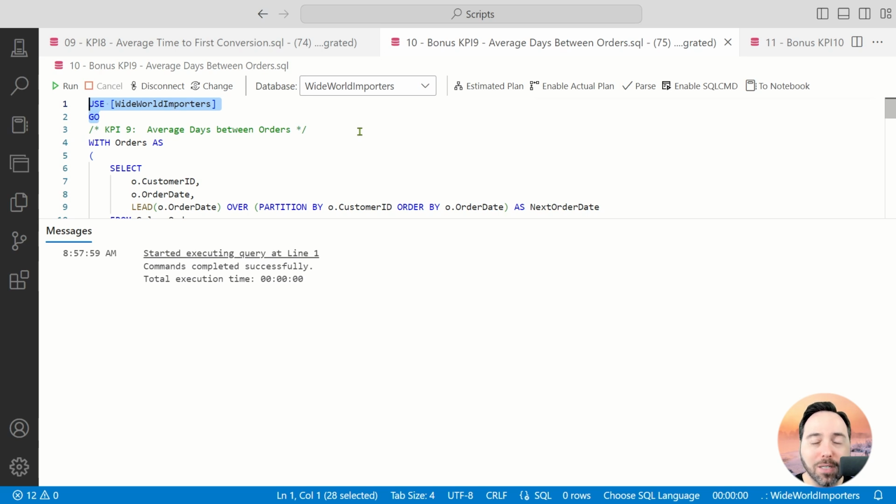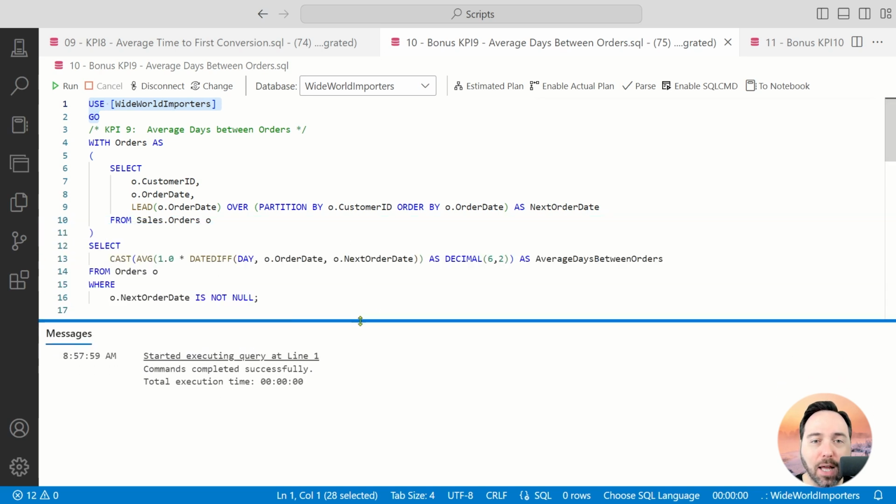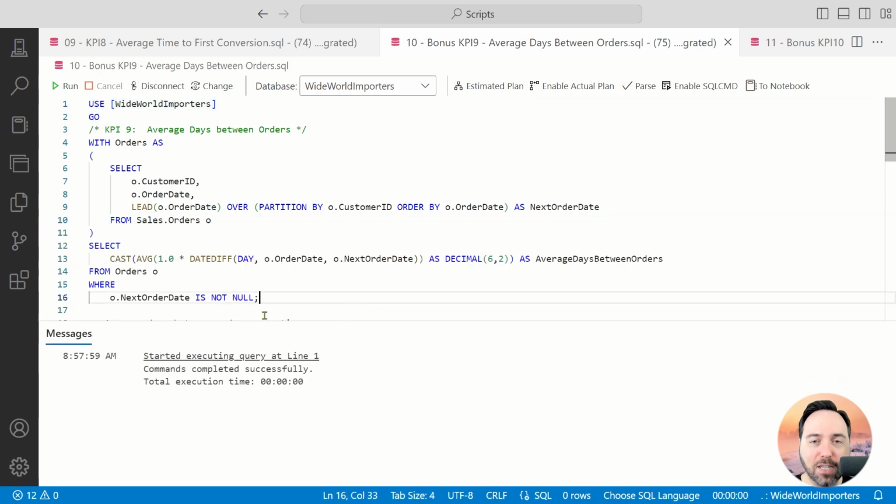The measure uses some of the same techniques that we learned in prior KPIs, specifically common table expressions and the lead window function. We look at the orders table and, for each customer, get their order date and the next order date, specifying where the next order date is not null.